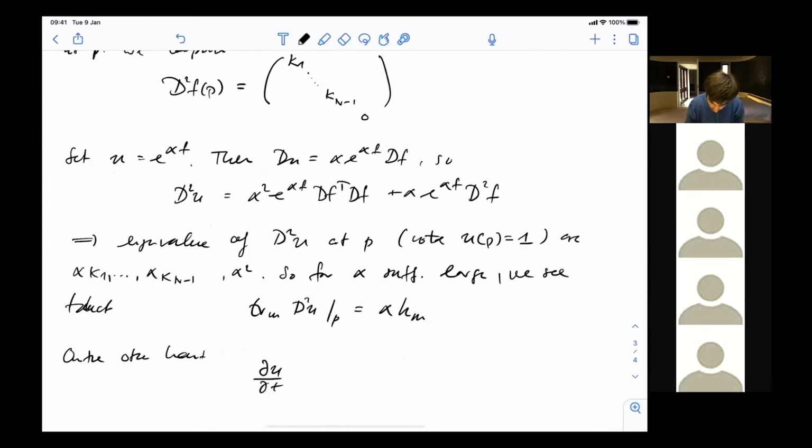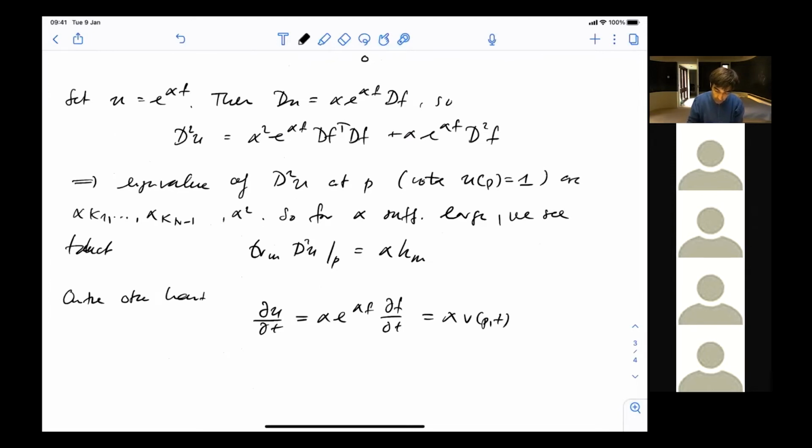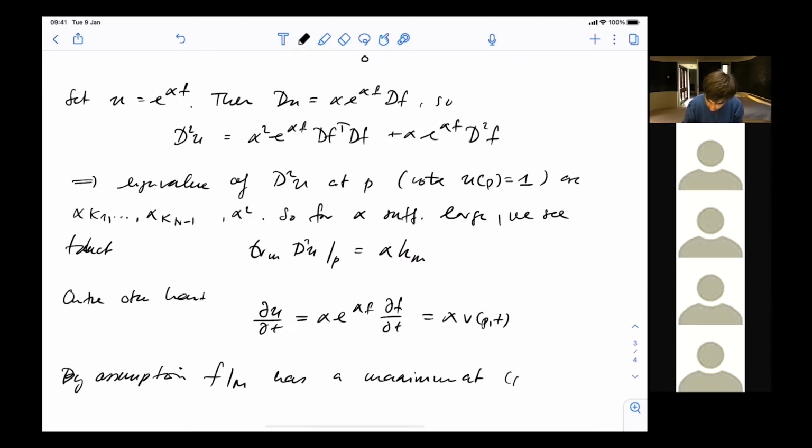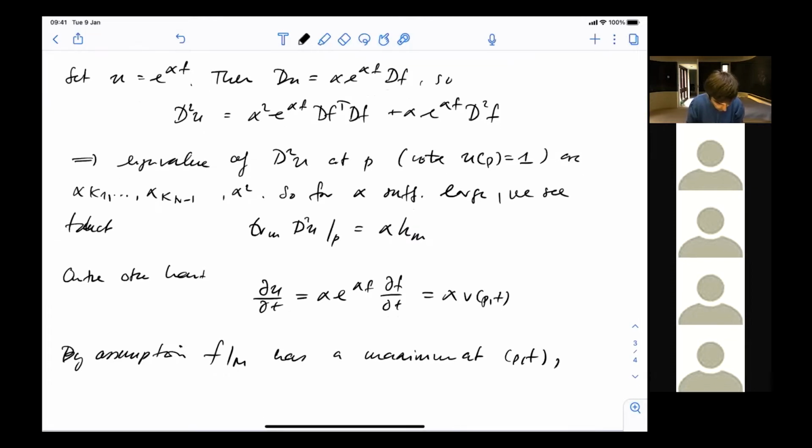we know that du by dt at that point is alpha e to the alpha f, df by dt, and that is just alpha times v at p_t. If you take the distance function, if you change the hypersurface in time, that gives you always the normal speed, the time derivative. Now, by assumption, f restricted to M has a maximum. It's the first time it's touching at p_t, maximum at p_t. So the conclusion follows from the barrier principle.